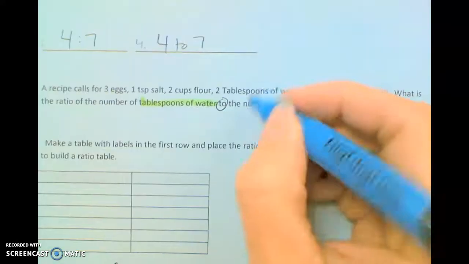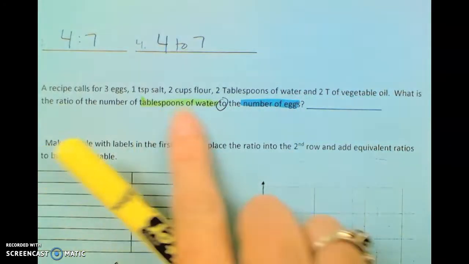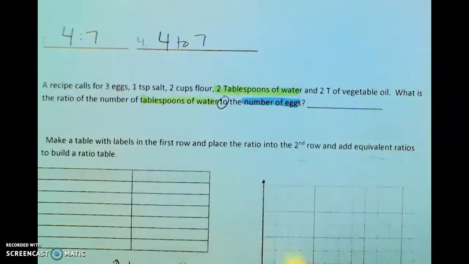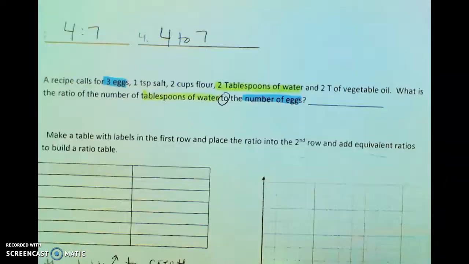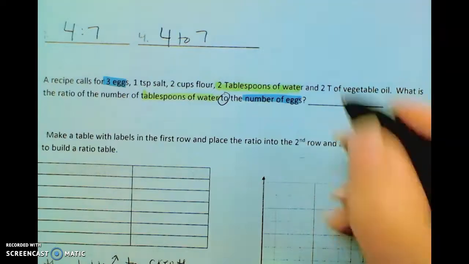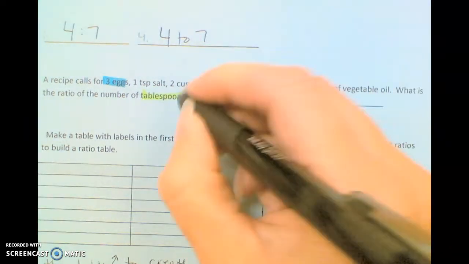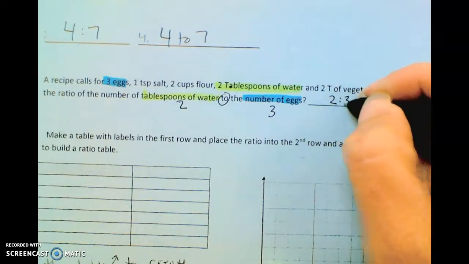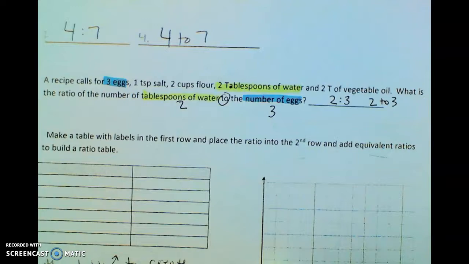number of eggs. So now I'm going to go up and find where's my information about water. Okay, I have 2 tablespoons of water, and I'm going to find my information about eggs. 3 eggs. So what is the ratio? Water to eggs? It would be 2 to 3. So here, 2 to 3, or I could write 2 to 3. Either way would be acceptable.